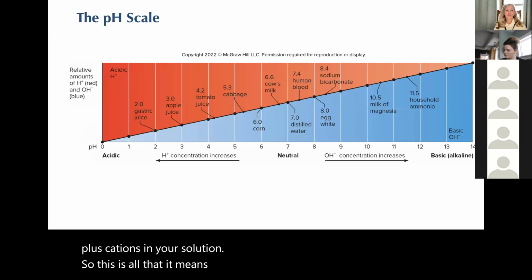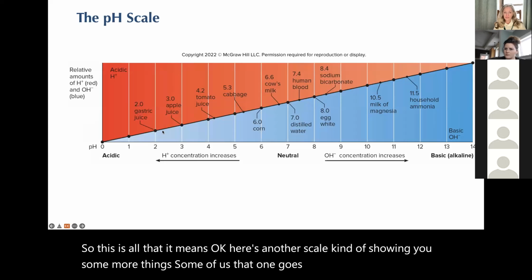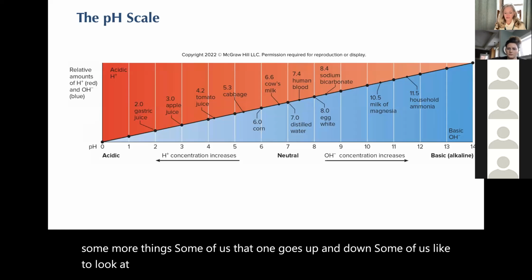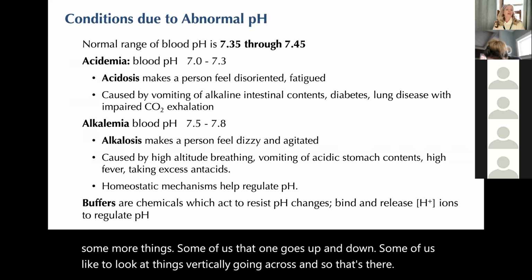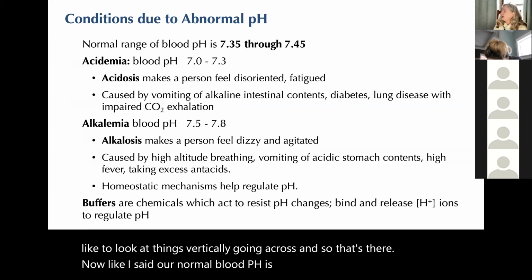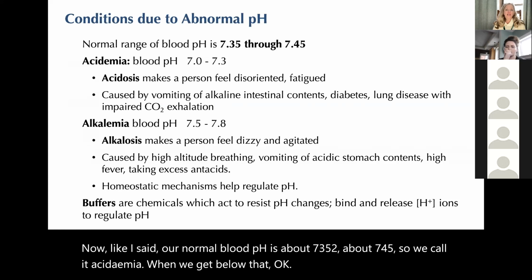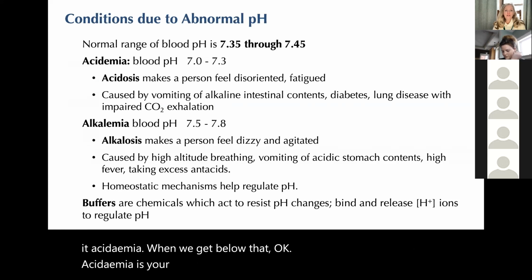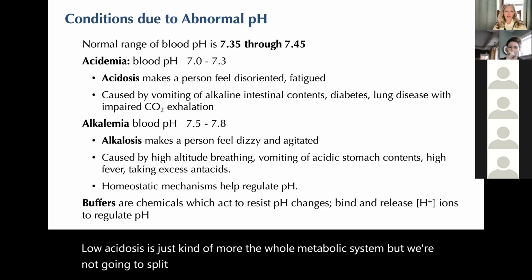Okay, here's another scale showing you some more things. Some of us like to look at things vertically, going across. And now, like I said, our normal blood pH is about 7.35 to about 7.45. So we call it acidemia when we get below that, okay? Acidemia is when your blood pH is low. Acidosis is more the whole metabolic system, but we're not going to split hairs on this, okay?